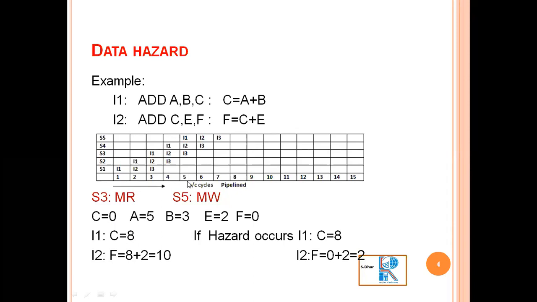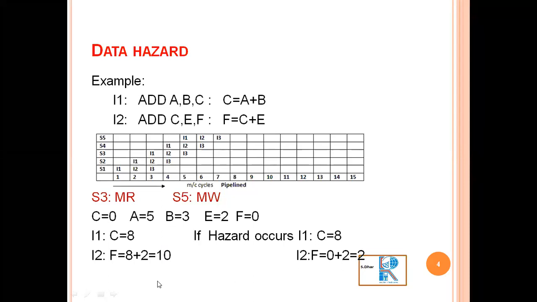I1 is in the fifth cycle, but I2 will read the data in the fourth cycle. Which data will it read? It will read C as 0. If it gets C as 0 instead of C equal to 8, the result will be 0 plus 2, which is 2. So what is the problem? If I run these instructions in the pipeline, the final data will be 2. But what is our expected result? It should be 10, because after 8, it should be added with 2. But instead of 10, we are getting the result as 2. That is the wrong result.